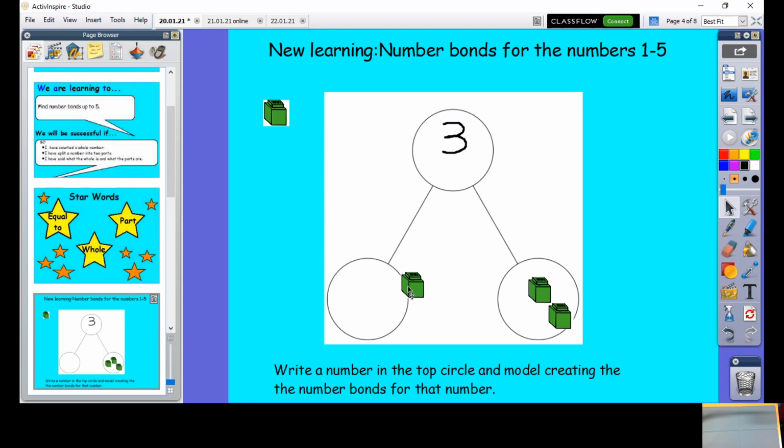Okay, but what if I moved them all over here? 3 and 0 makes 3. Okay, let's do 4.